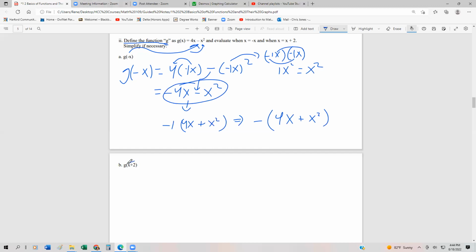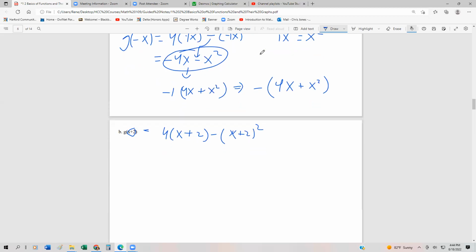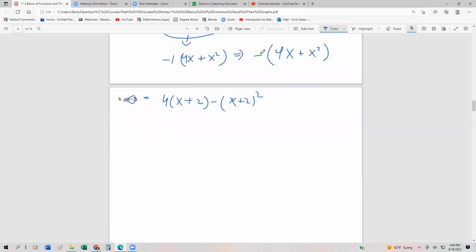Now this time we have a binomial that we're substituting, x plus 2, and we're going to substitute it in for x in both places. So this now becomes 4 quantity x plus 2 minus the quantity of x plus 2 squared. And to simplify this, we're going to have to do some polynomial multiplication. So we certainly know that we can distribute the 4 to both of those terms in the first set to get 4x plus 8.